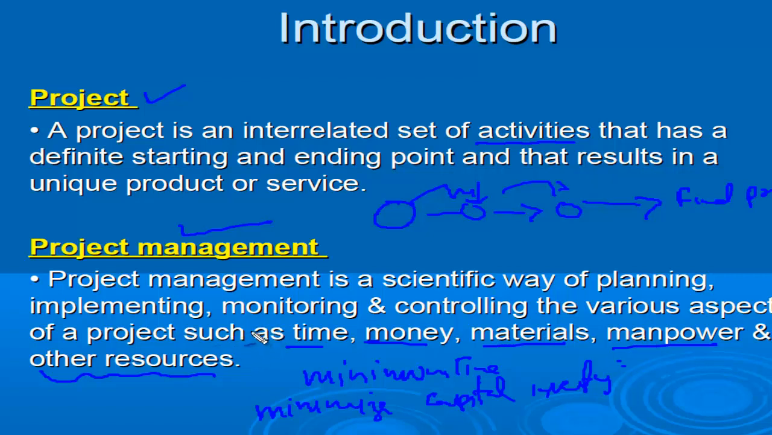So how do you manage these? In a scientific way: you plan, you implement, you monitor, and you control. These will be our steps of project management, right? So in optimization, we just want to minimize the time, money, material, and everything a project consists of, such that we get an efficient product at the end, which is not hogging up the resources too much, right?